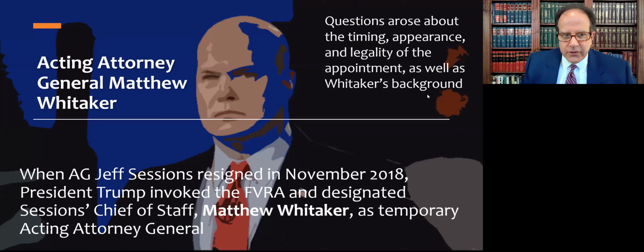And I'm going to give a couple of examples that have happened during the Trump administration that really drew a lot of the public attention to the acting director problem for the first time. So the first was his second attorney general, which was an acting attorney general, Matthew Whitaker. Trump's first attorney general was Jeff Sessions. He resigned in November of 2018, and then President Trump invoked the Vacancies Reform Act and designated Sessions' chief of staff, who was Matthew Whitaker, as a temporary acting attorney general.